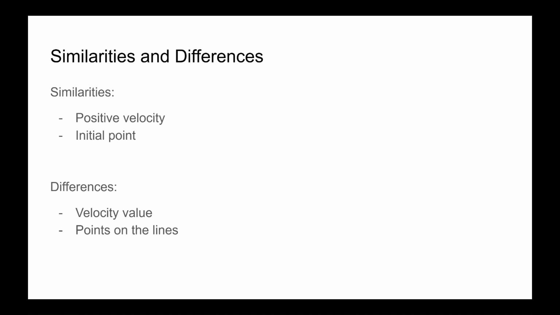So, similarities and differences. Both data sets had a positive velocity, and the initial point was the same because that's how I set it up. Differences were the actual velocity value, and for the observed graph, the points weren't exactly on the line, while for the predicted one, they were exactly on the line. This makes sense because observed isn't perfect calculations.